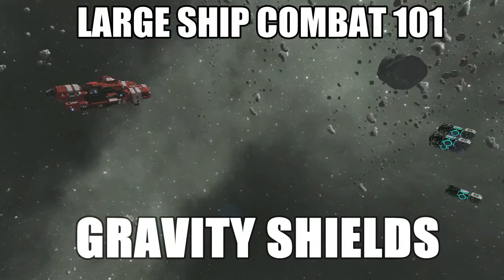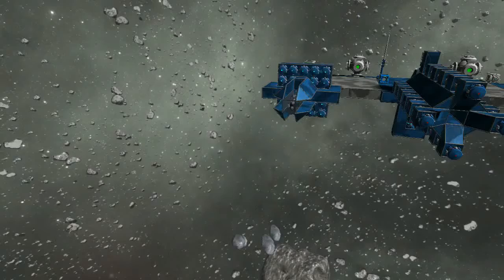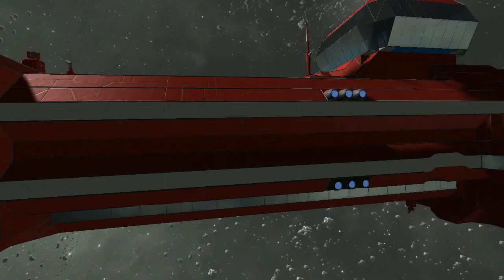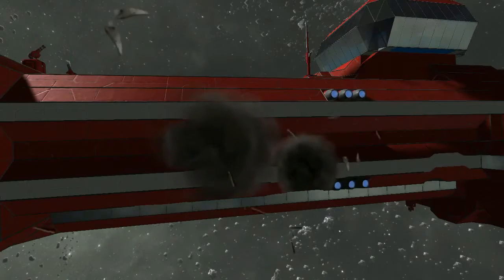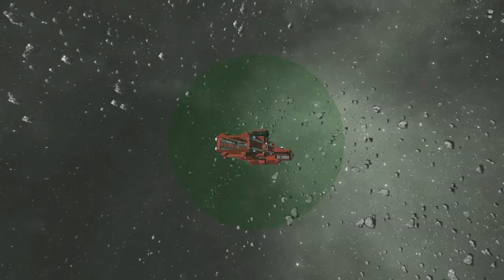This week on Large Ship Combat 101, we'll be talking about gravity shields. Last week, we discussed gravity cannons and missiles with gravitational engines. Gravity provides tremendous advantages to the attacker in terms of range, speed, and power. The shotgun-like blast of an item-firing gravity gun can overwhelm the point defense of a target. Fortunately for defenders, gravity can also be leveraged to protect ships.